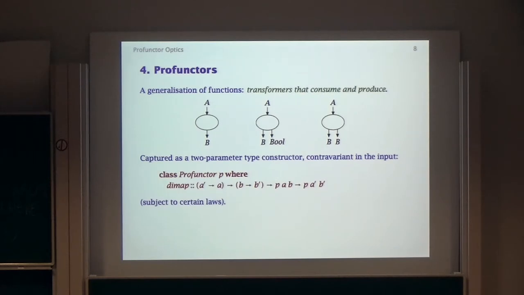And it doesn't matter whether the box takes one A and produces one B, or takes one A and produces two B's, or takes an A and produces a B in Boolean, or takes two A's and produces a B. You can always just plug the A prime to A things on the front and the B to B prime things on the back and adapt it. The crucial thing is that it's covariant in the output type, but contravariant in the input type, so hence the reversal of the arrow in the input type.